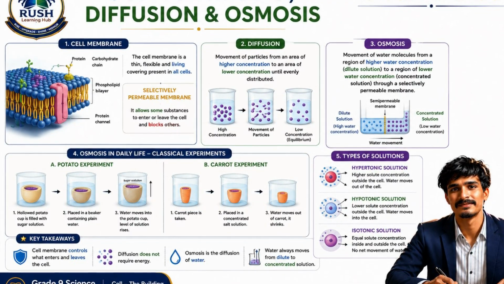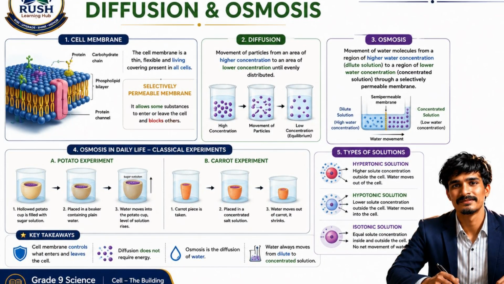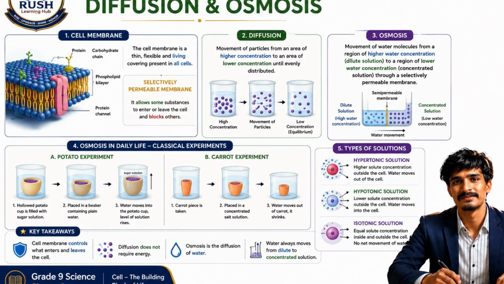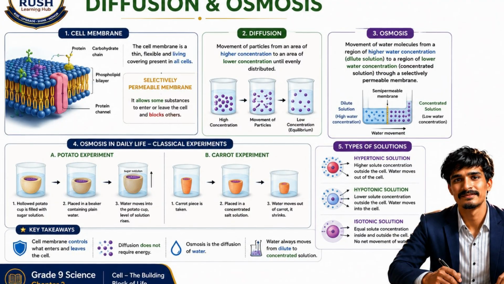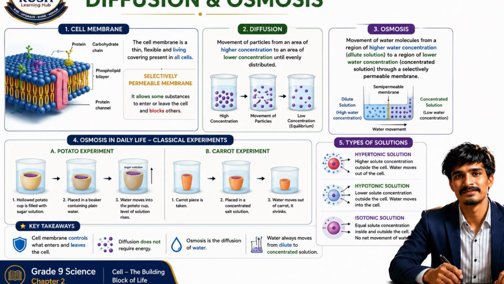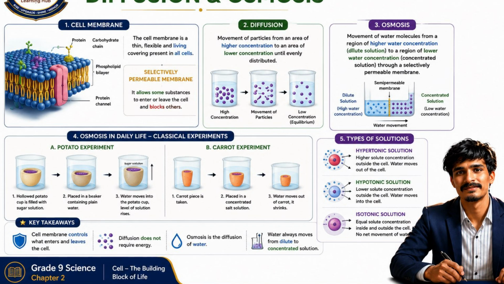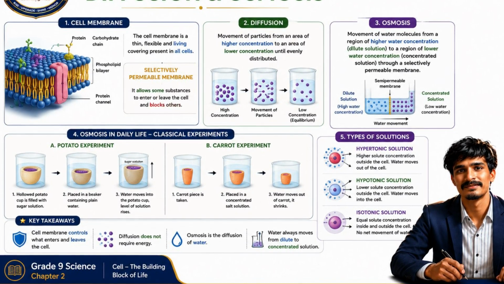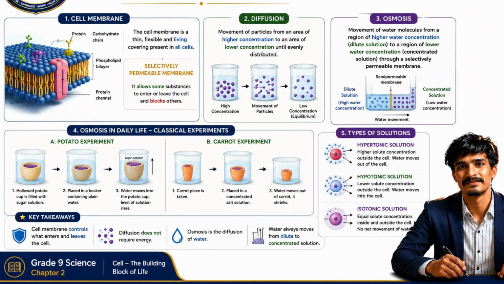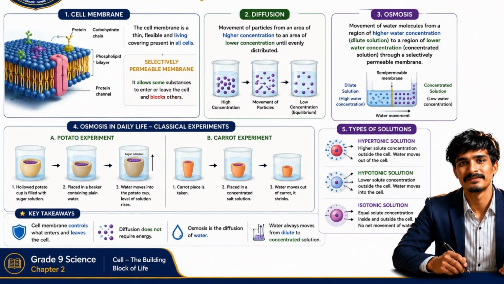One of the most important characteristics of the cell membrane is that it is selectively permeable. What does selectively permeable mean? It means that the cell membrane allows certain substances to pass through it while preventing others from entering or leaving the cell. For example, oxygen and nutrients can enter the cell when required, while waste materials can move out. At the same time, harmful substances are prevented from entering the cell. Because of this property, the cell membrane helps maintain a stable internal environment inside the cell.